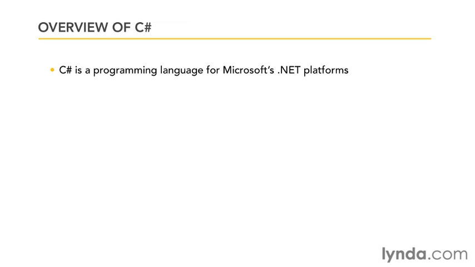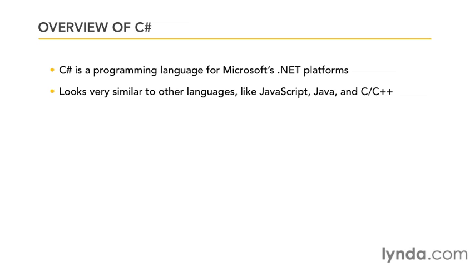C# is a language that is built by Microsoft for working with Microsoft's .NET application platforms. It is a language that's very similar to other languages you may have seen, such as JavaScript, Java, C, C++, Objective-C. If you've used any of these languages in the past, you're going to feel right at home in C#. Syntactically, the language is very similar.